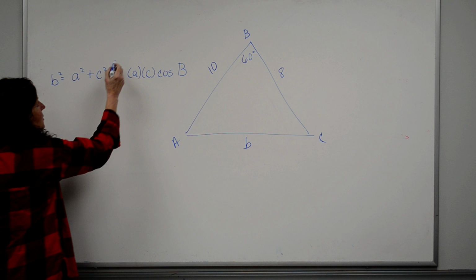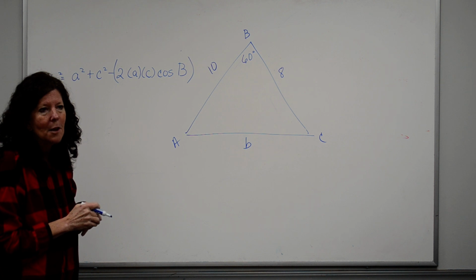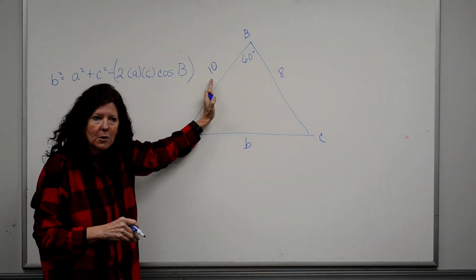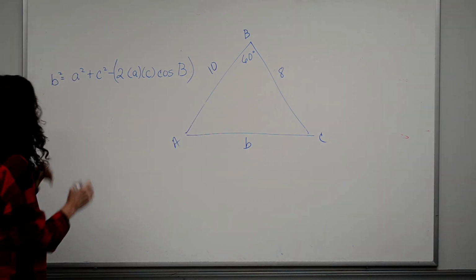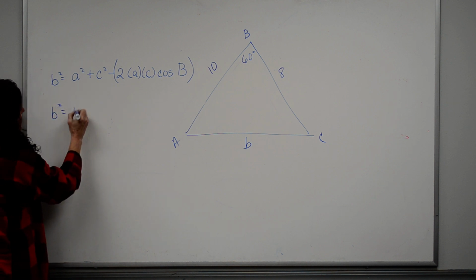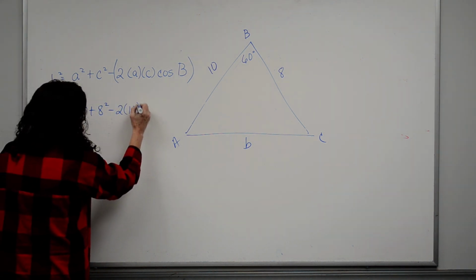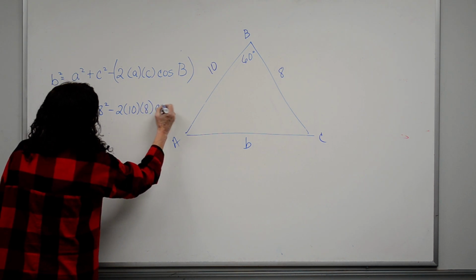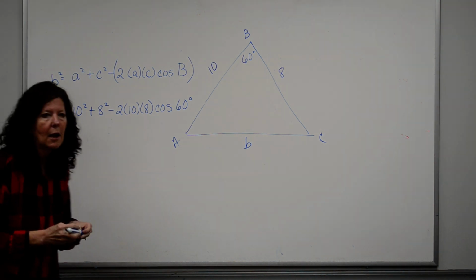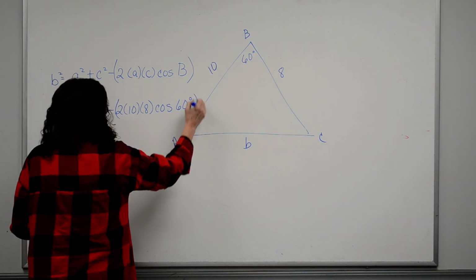Now, please understand your calculator would need a set of parentheses around that, because otherwise it's going to go this squared plus this squared minus 2, then it's going to multiply the whole thing by everything behind it. So on this particular triangle, you would have B squared is equal to 10 squared plus 8 squared minus 2 times 10 times 8 times the cosine of 60. Truthfully, you can put that whole thing into your calculator. Just make sure you're putting parentheses where you need to put them.